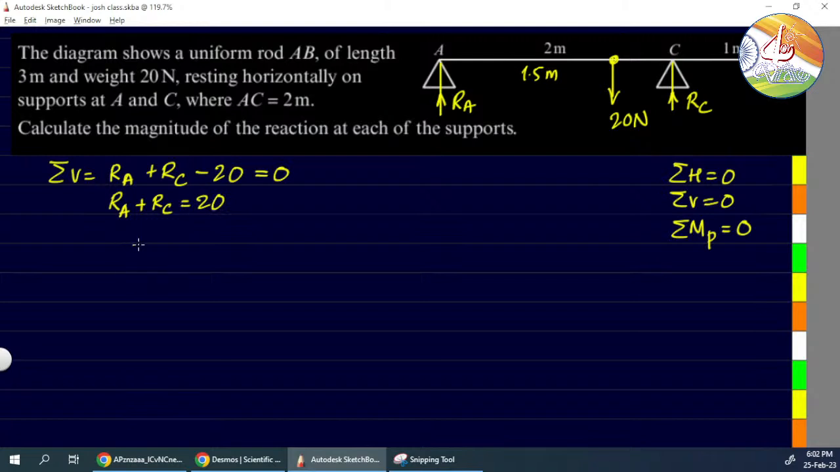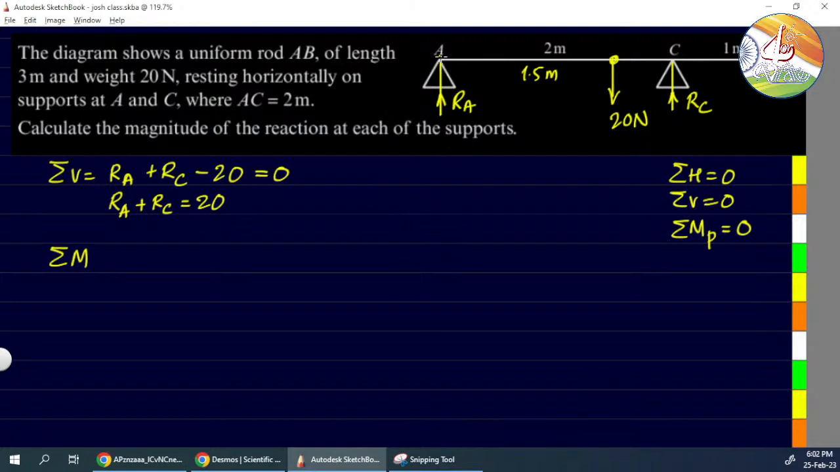Now sigma H we cannot take because there are no horizontal components, but we need to find RA and RC. So for that, we have to take sum of moments about some point. Which point do you want to choose? If I choose this point, I will get RA and RC both in the equation, and this is one equation. We can take the other equation as second equation. We can solve that, but that becomes a bit difficult, right?